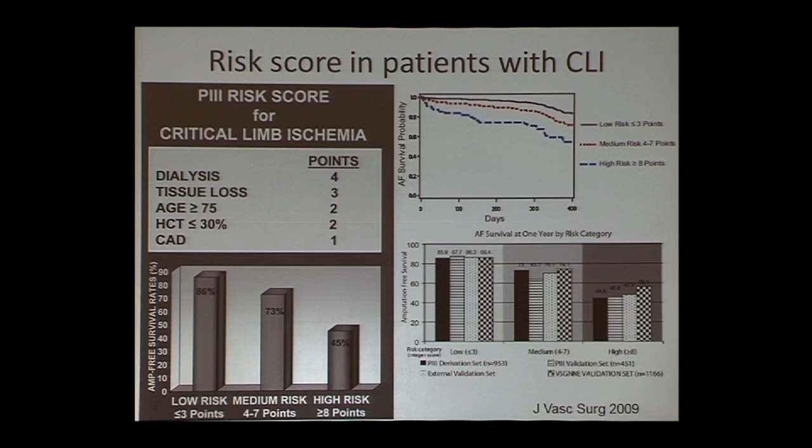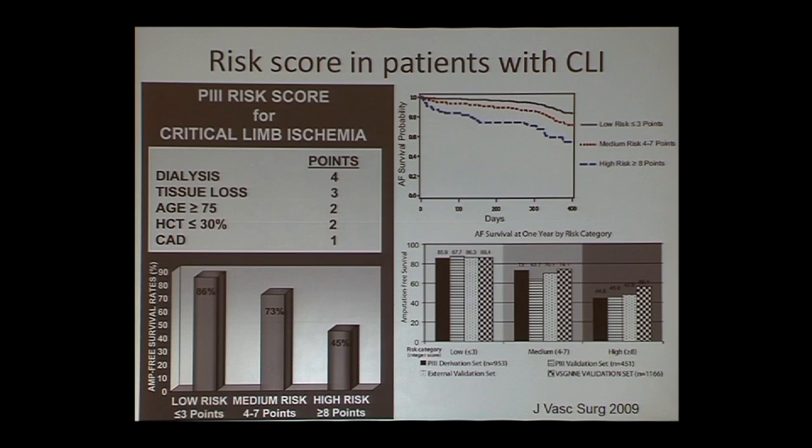There are risk scores. This is the second time this risk score has been presented this morning. This is a CLI risk score, which was developed off the PREVENT III database of 1,400 patients, and then validated again in the vascular surgery group in New England. It's one of the 25 or so papers out of the vascular surgery group in New England.